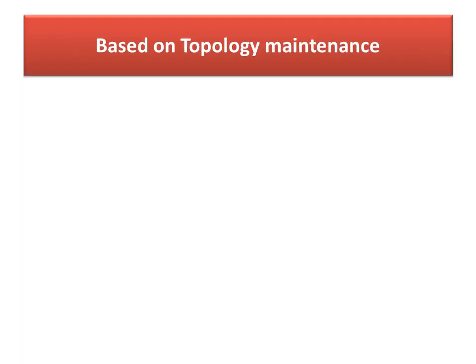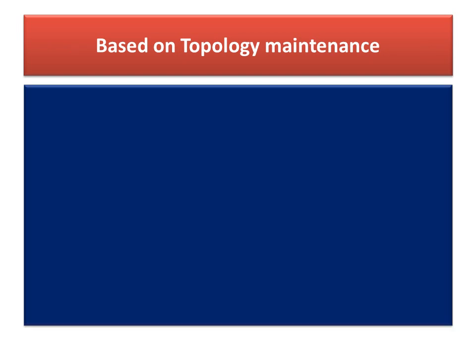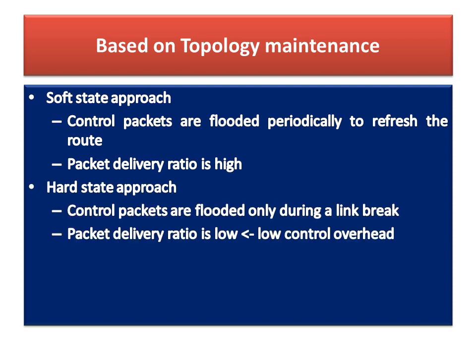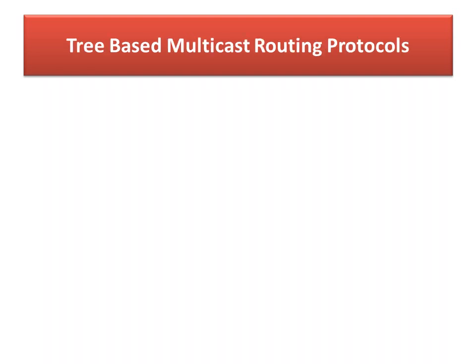Based on the initiation, we saw it's source initiated or receiver initiated. Based on the topology maintenance, we said it can either be soft state, where control packets are flooded periodically to refresh the route, and you achieve a high packet delivery. Whereas in hard state, you only flood control packets during a link break and work out the link failure. The problem here is low control overhead, quite efficient, but packet delivery ratio becomes a worrying factor. So we'll have to see what trade-off they approach here.